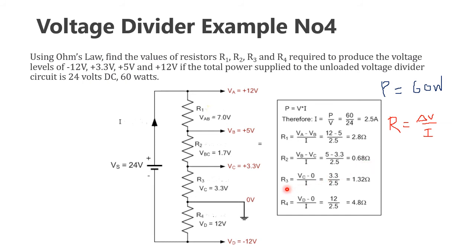Likewise, we can find R3 also. R3 will be 1.32 ohm and R4 will be 4.8 ohm. So very easy question.